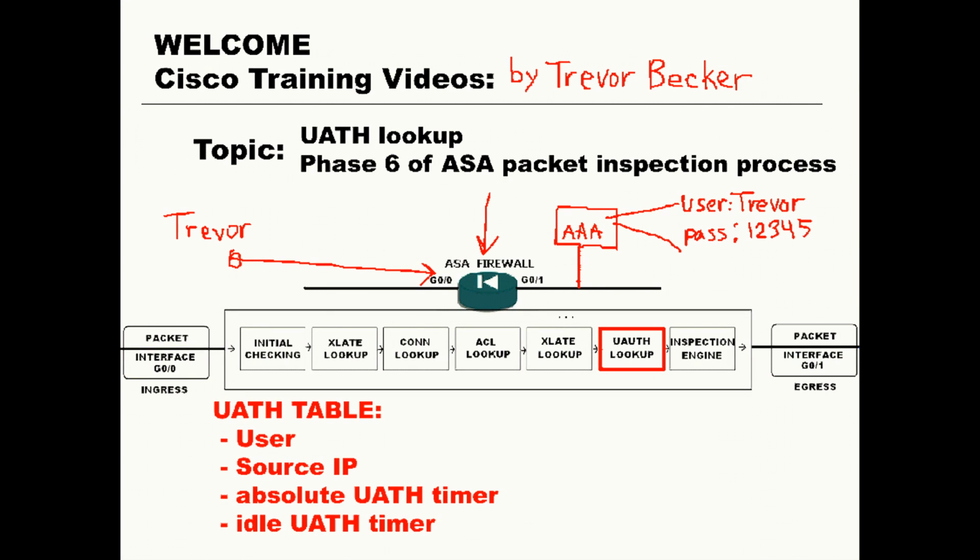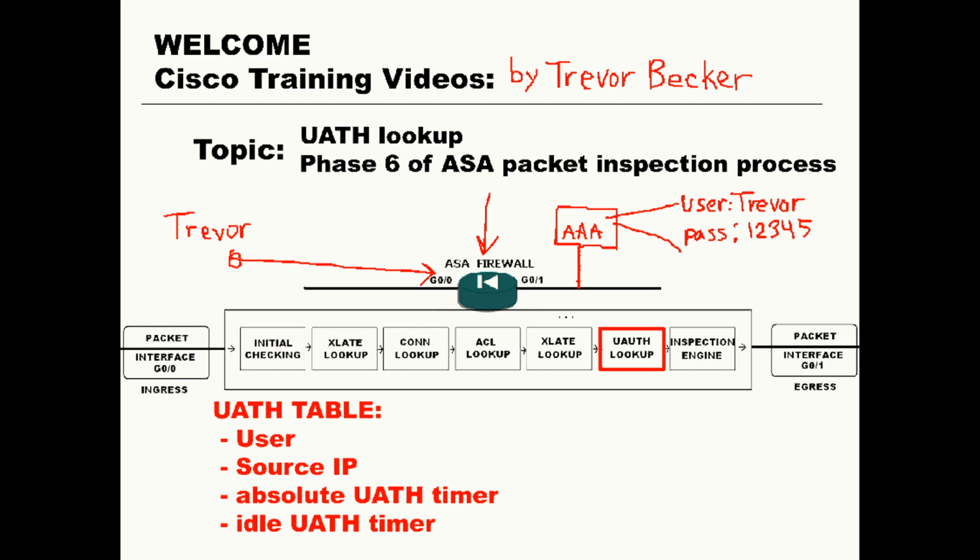Next, I would like to talk about the two different types of session value UAUTH timers, the absolute UAUTH timer and the idle UAUTH timer. After a user is authenticated, the user can create and use connections until the absolute UAUTH timer expires. When that absolute UAUTH timer expires, that user's connections are allowed to stay open, but that user will be prompted and will need to be re-authenticated once it connects again.